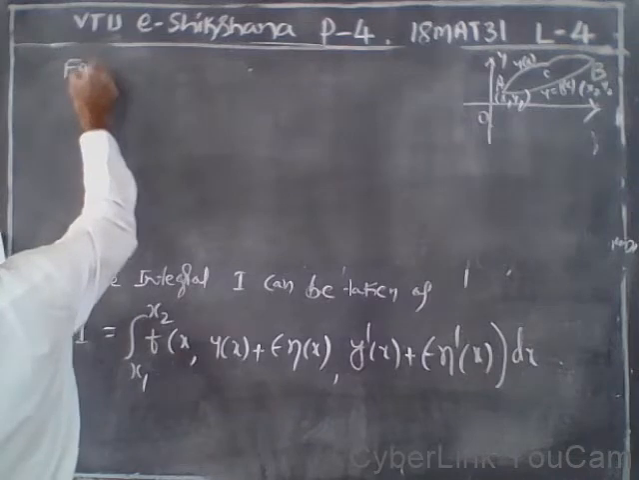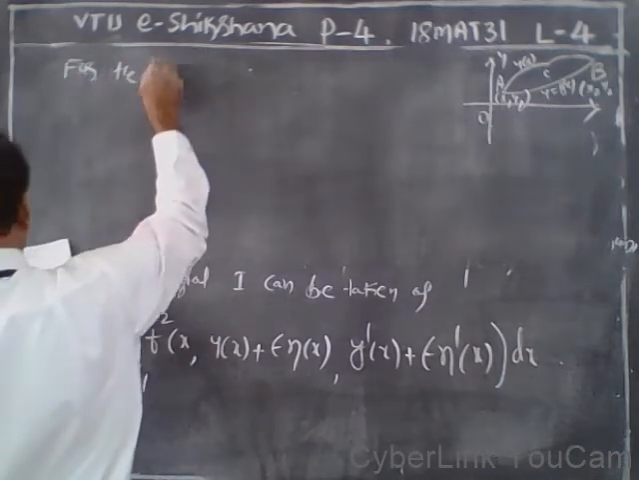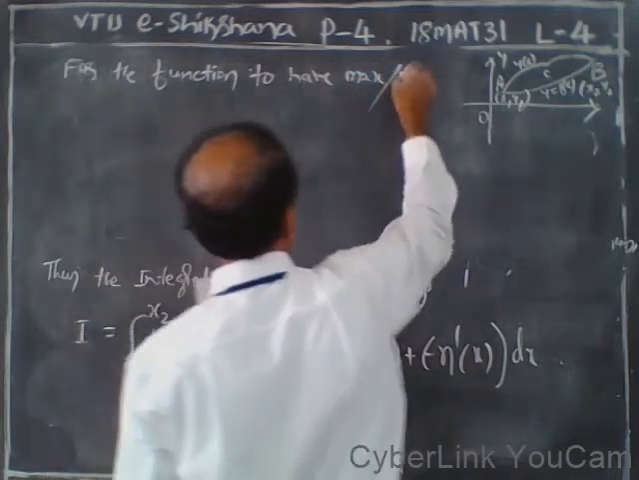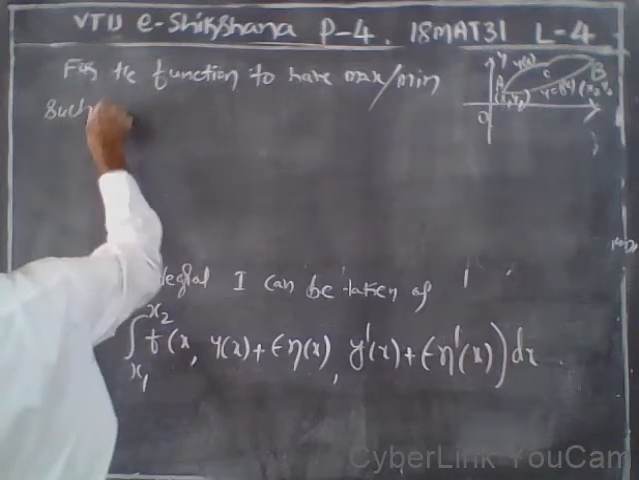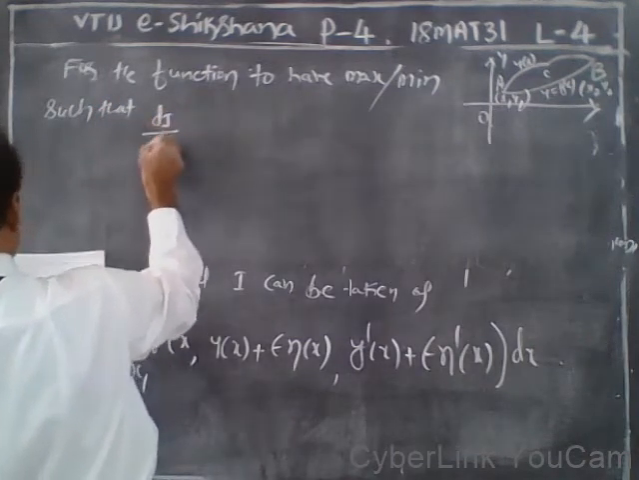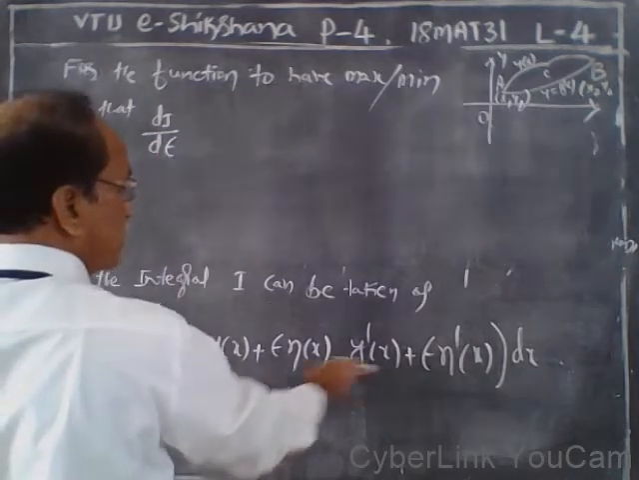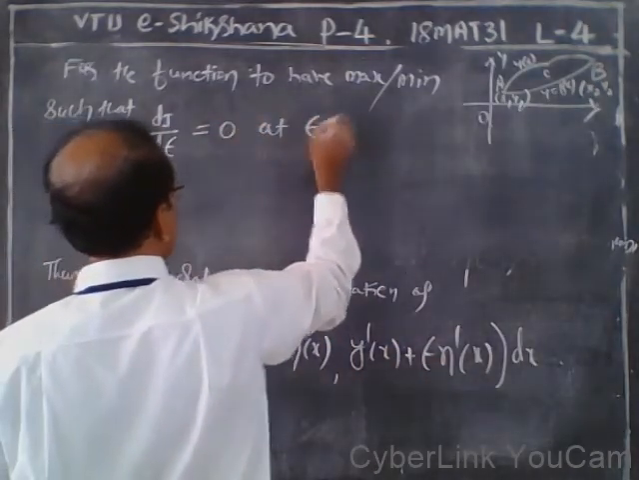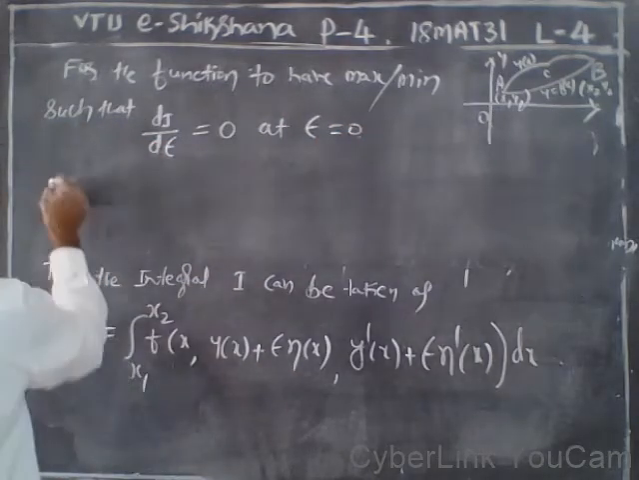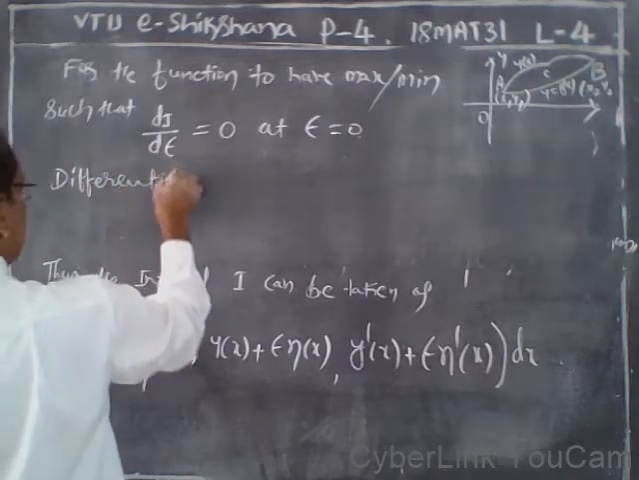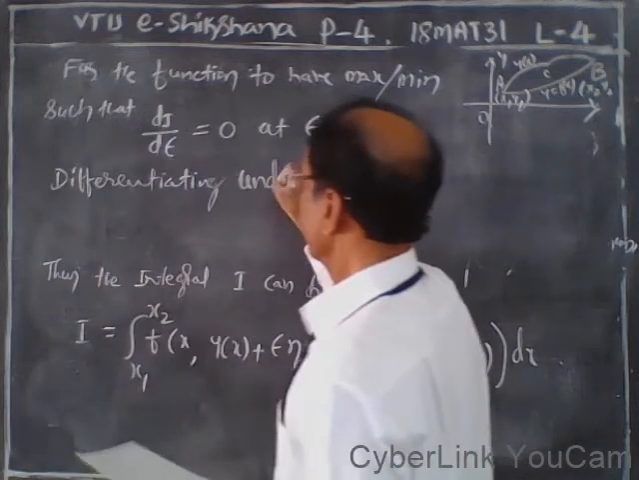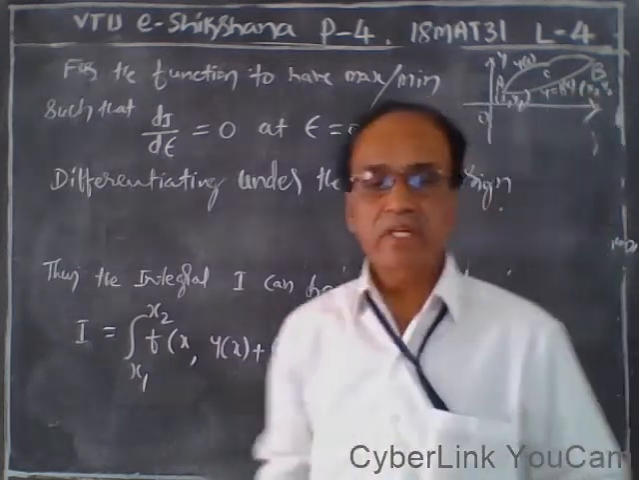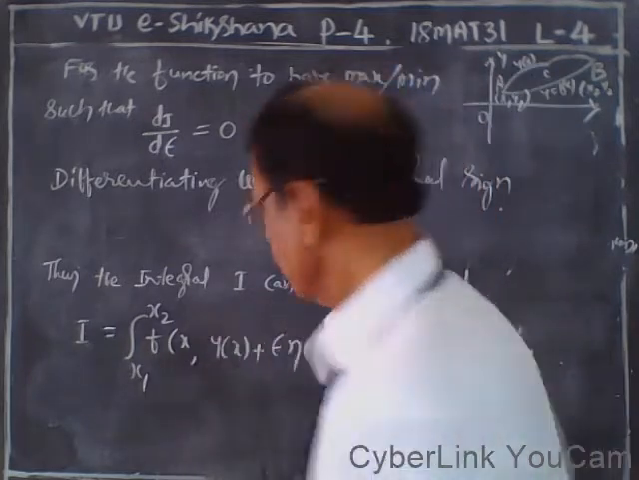Therefore, for the function to have maximum or minimum, such that dI divided by d epsilon, we consider the parameter because this is an integration, differentiation under the integral sign, that is equal to 0 at epsilon equal to 0. Then differentiating under the integral sign, we follow the rule that is called Leibniz rule, differentiation under the integral sign.